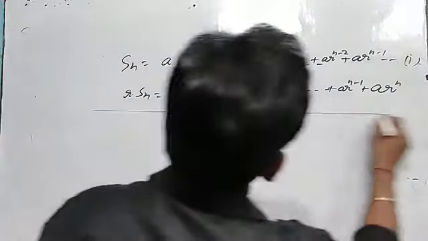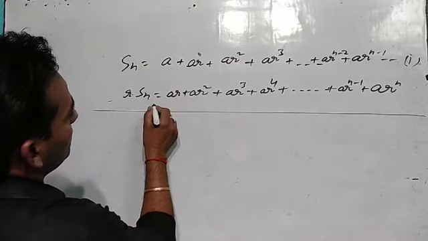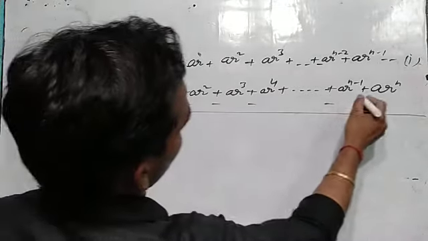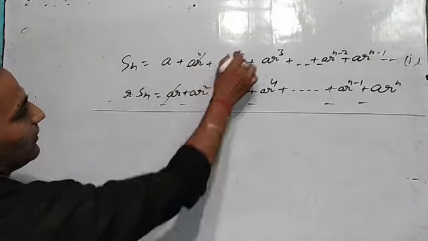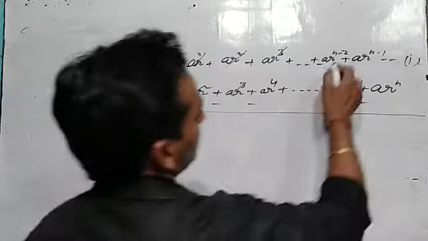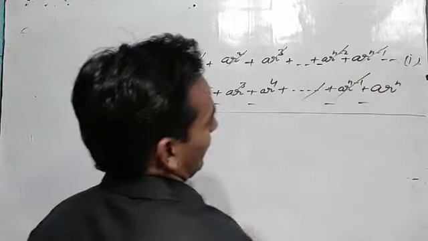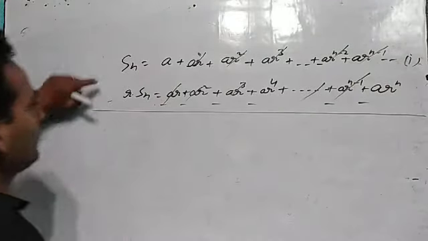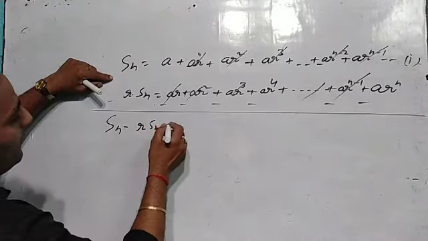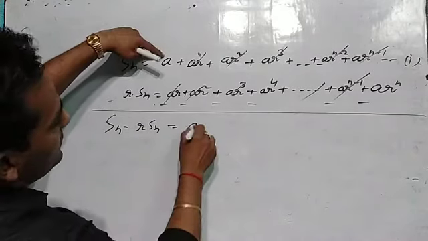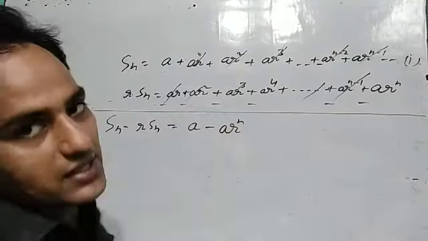Now, subtract equation 2 from 1, so all the signs will be changed. Okay. What will happen then? The ar and ar, ar square and ar square, ar cube and ar cube, just like that up to ar power n minus 2 and ar power n minus 2, and ar power n minus 1 and ar power n minus 1 will be cancelled. So remaining will be Sn minus r into Sn is equal to a, which is remaining, and minus ar power n. Okay, everything else is cancelled.